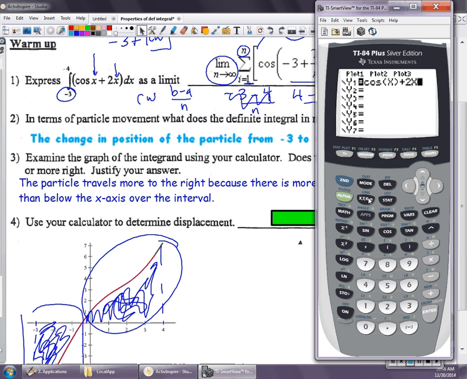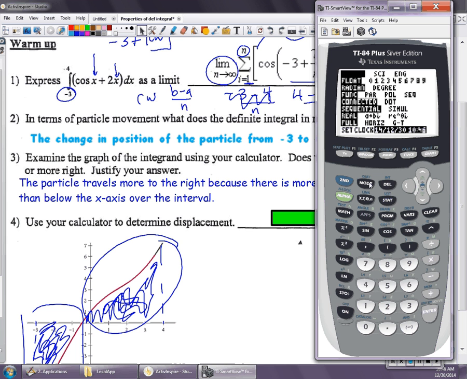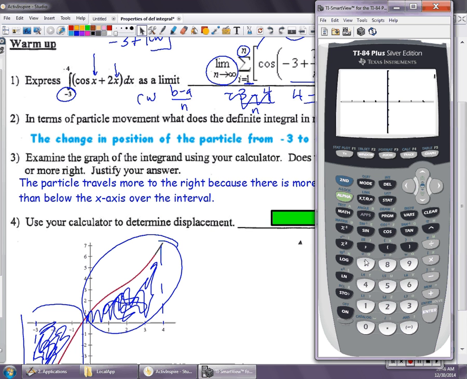Let's see what mode I'm in. Yep, we're in radian, so I'm going to do a zoom 7 window, just to take a look at the graph again. I need to open up a little more in the Y. I'm going to go to the home screen. I like to do the integration there.